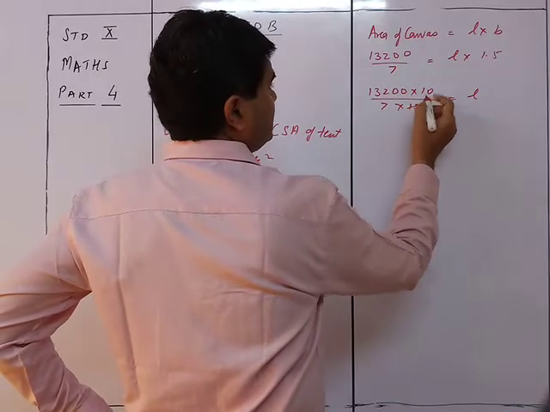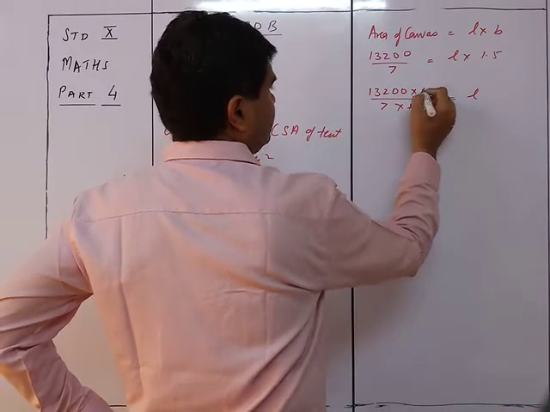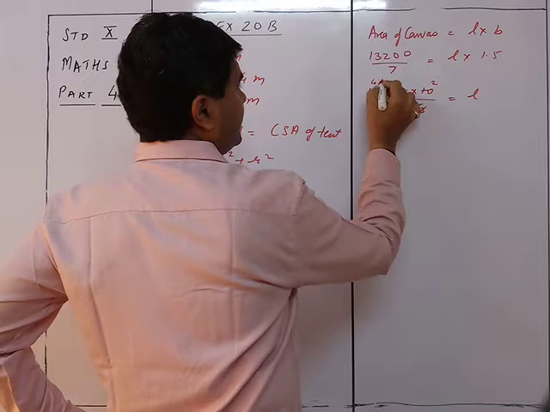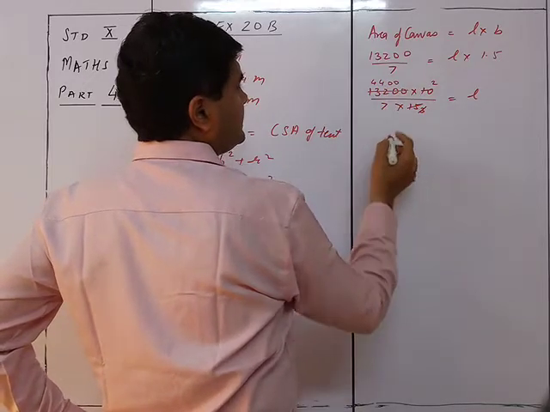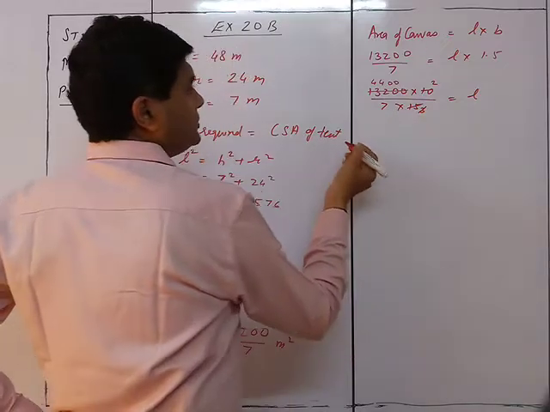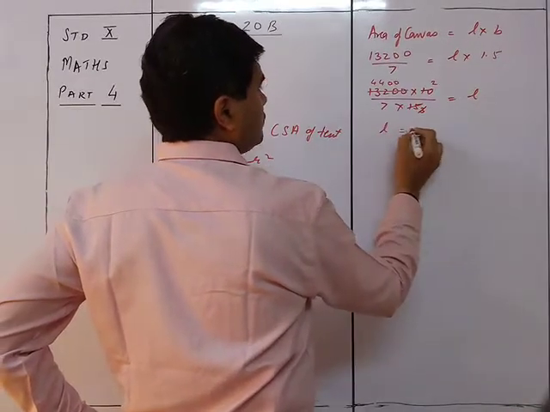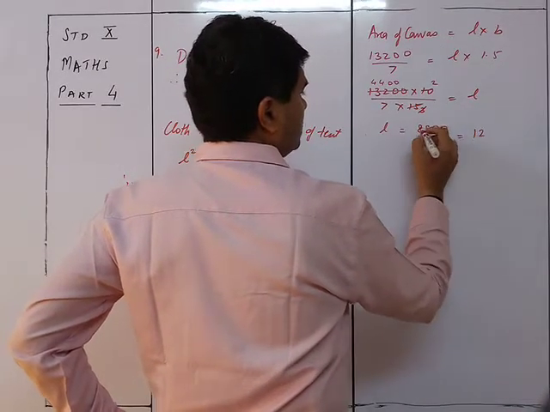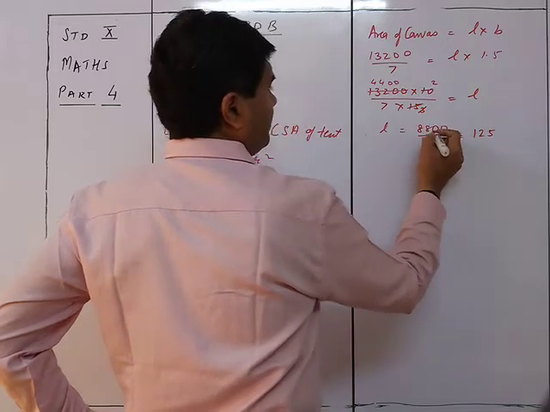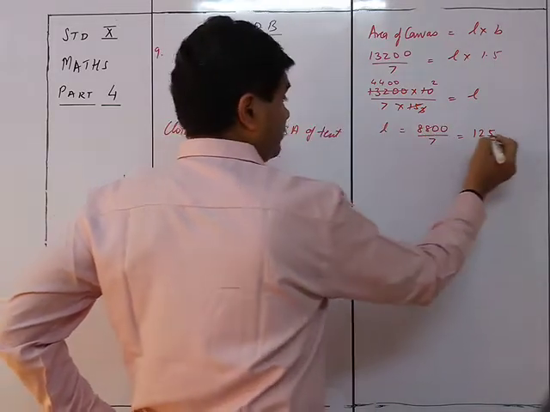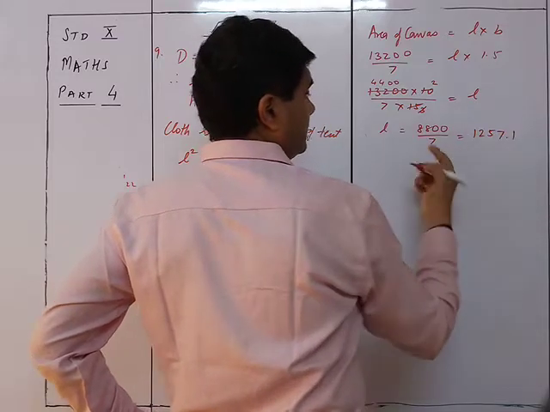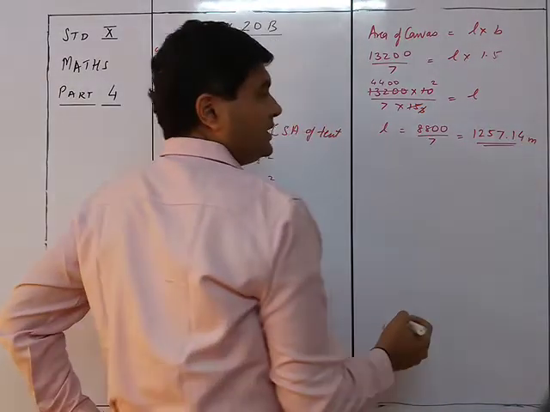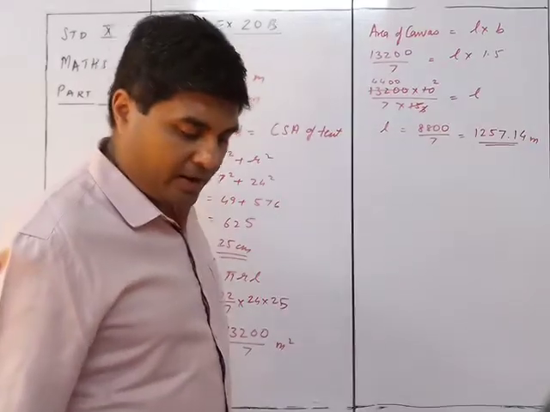So we take it first. Okay, let's see this. This is 3 2s, and then this 3 goes here for 12, and then again 44, so 0 and then 7 not going to take place, so the length is equal to 8800 upon 7. That is going to be 1257.14 meters. So this much will be the length of the cloth required.